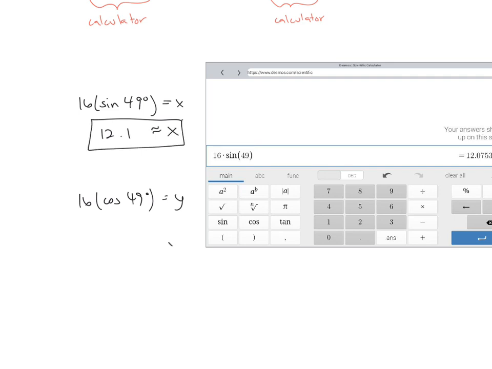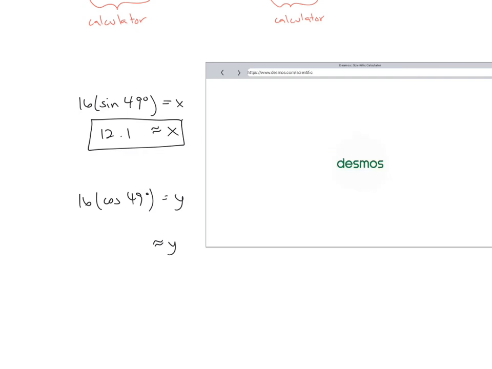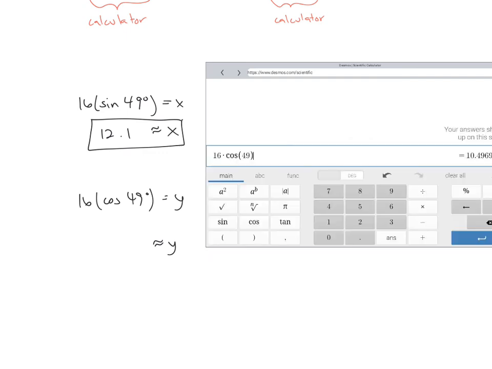And for y, let's do that same calculation again. The sine, cosine, and tangent buttons, just want to point that out, are right over here on the calculator on the left side. So we have 16 again, times cosine of 49 this time, closing my parentheses, we get just about 10.5. So that right there is our x and y variables solved for using sine and cosine.